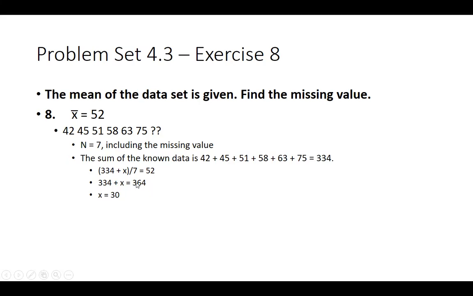So we do some algebra. Get rid of dividing by 7 by multiplying by 7 on both sides. That means that 334 plus X is 364. And subtracting 334 from both sides, we get that X must be 30. So the missing value is 30.